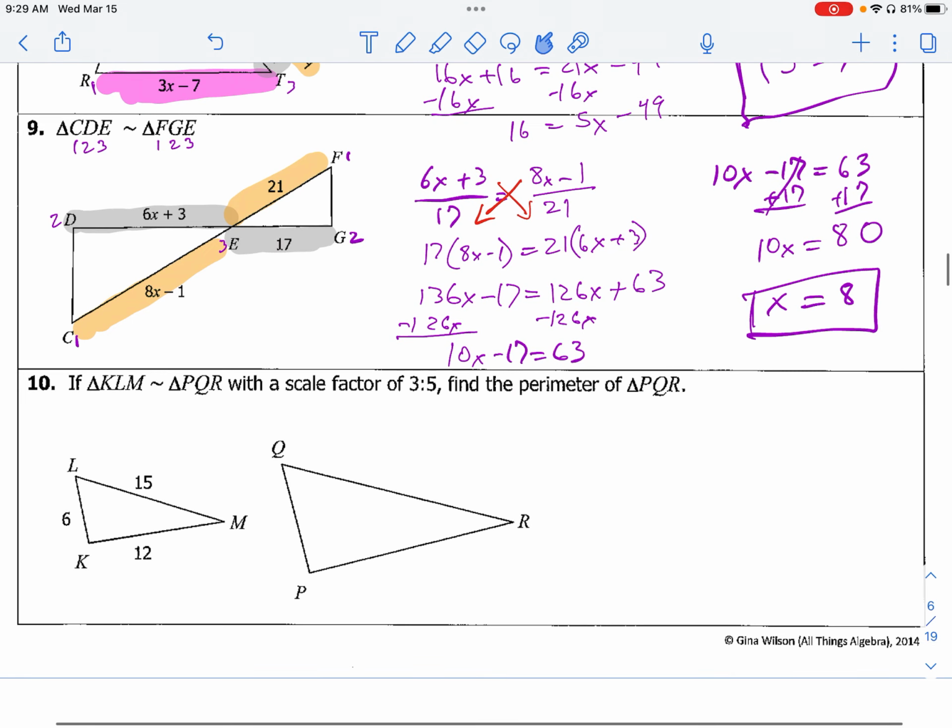All right, so once again, they're trying to fool us. They're trying to change it up on us. Go ahead and try to solve this, and then watch what I do. Go ahead and pause it now.